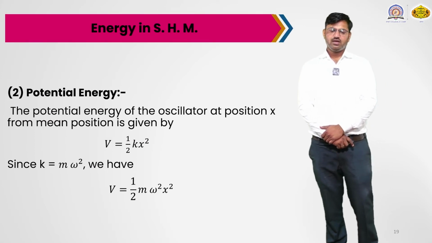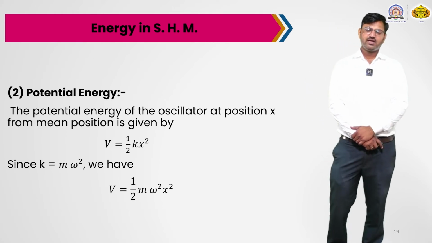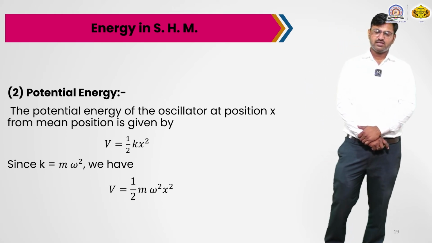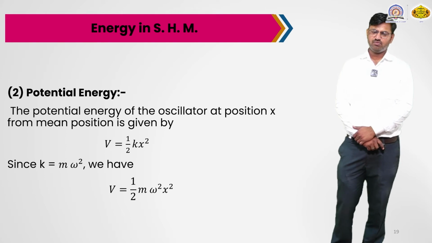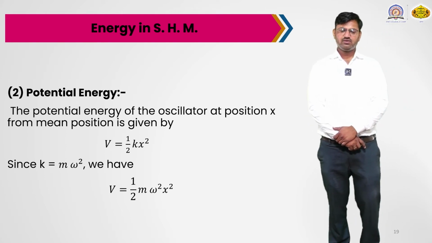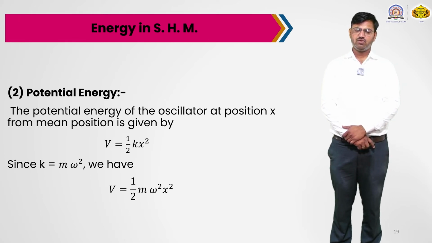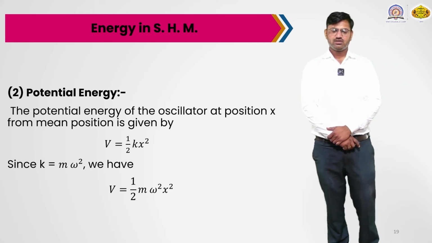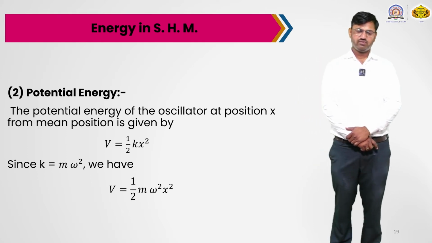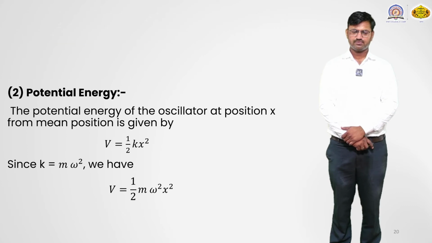Next, the second, the potential energy. The potential energy of the oscillator at position x from the mean position is given by V is equal to half kx square. Since k is equal to m omega square, substituting k in the above equation, V is equal to half m omega square x square.